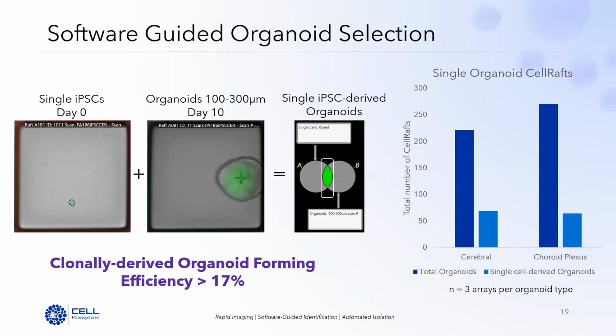And while that number may sound actually small, in talking with researchers and scientists who are developing these protocols, many of them have told me they've never seen a clonally derived cerebral organoid before. So I'd like to highlight the importance of the CellRaft array to be able to kind of unlock the potential for developing these clonal organoids. Now, once we have used these software tools to help us find the organoids that meet our criteria, we can easily map them to collection plates for isolation.